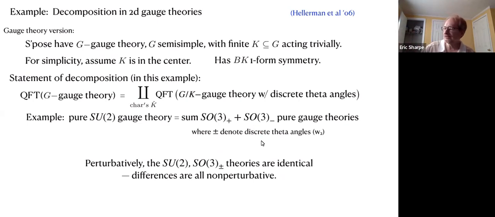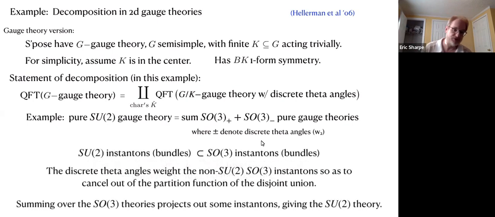Now, perturbatively, these things are all the same. The differences are non-perturbative. And then if we think about it a bit, we might seem to come across a puzzle. The possible instantons, or since we're in two dimensions, perhaps more precisely, the possible SU2 bundles are a subset of the possible SO3 bundles. Part of what's going on here is that the choice of discrete theta angles is weighting the non-SU2 SO3 bundles differently in such a way that their contributions cancel out when I add together the partition functions. So in effect, summing over the SO3 theories projects out some of the instantons, which is part of why we can hope to get an SU2 theory in this fashion.